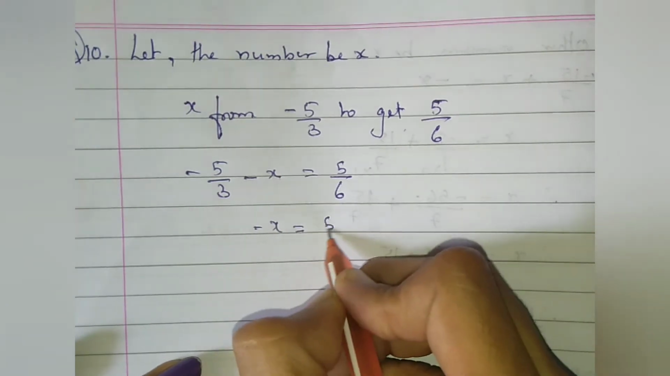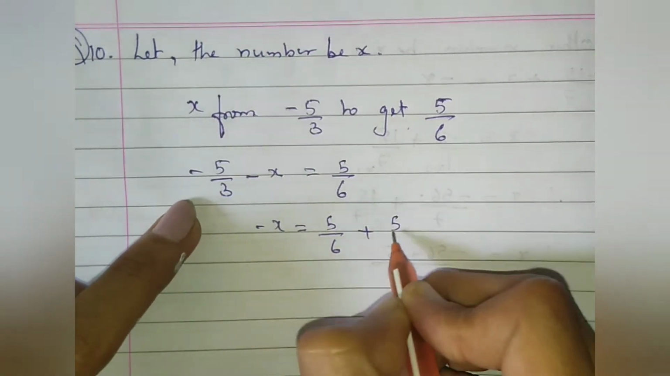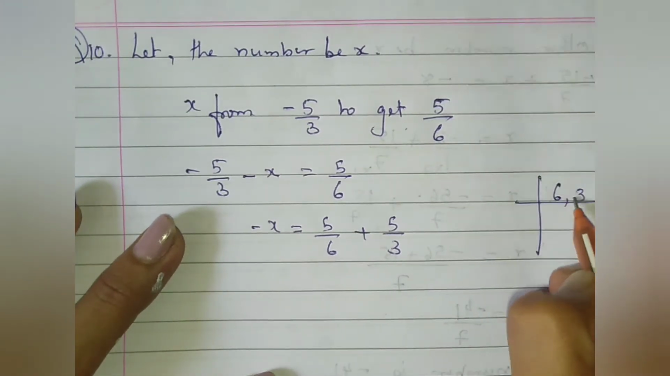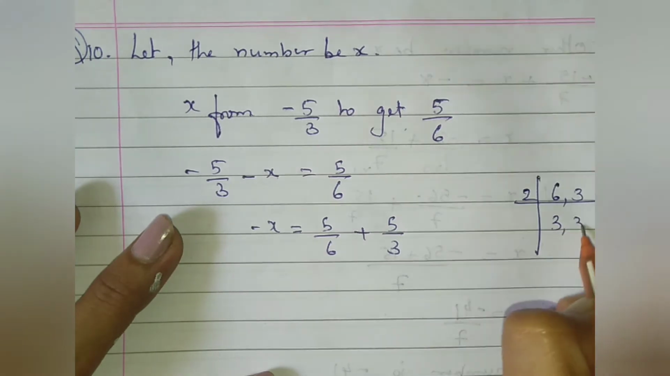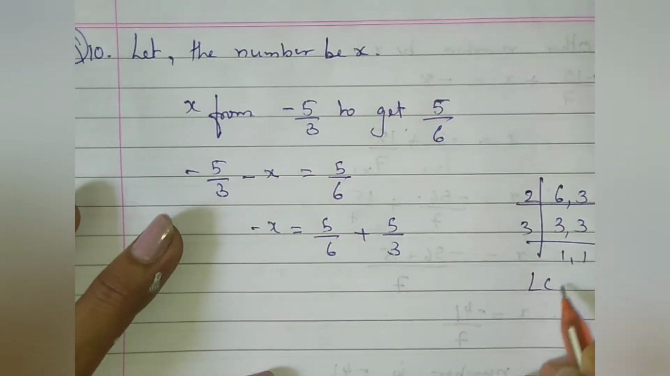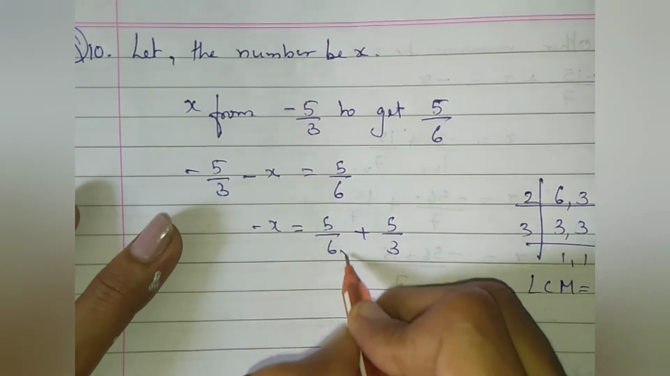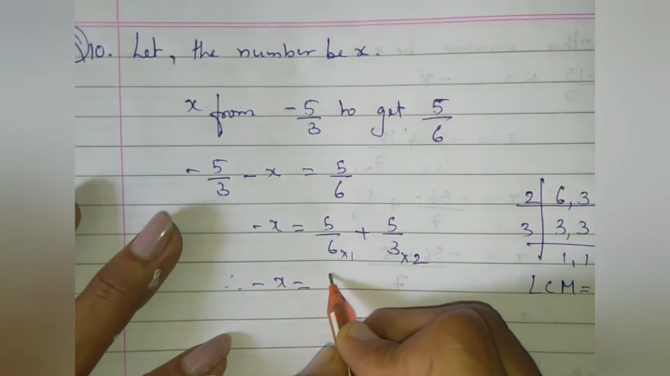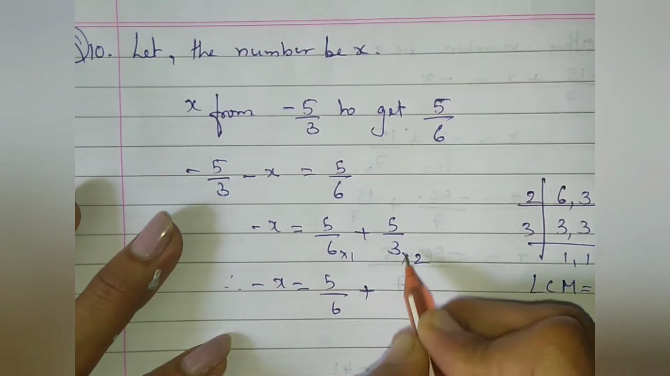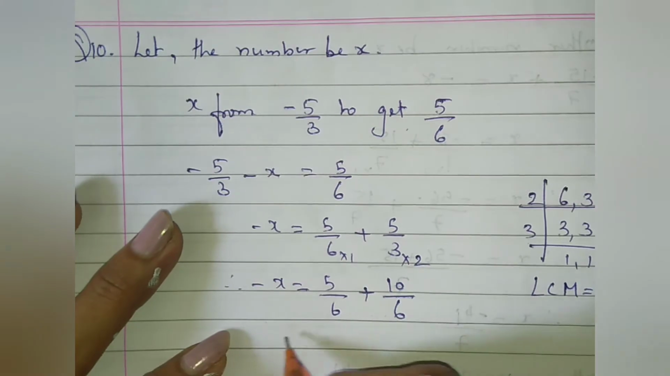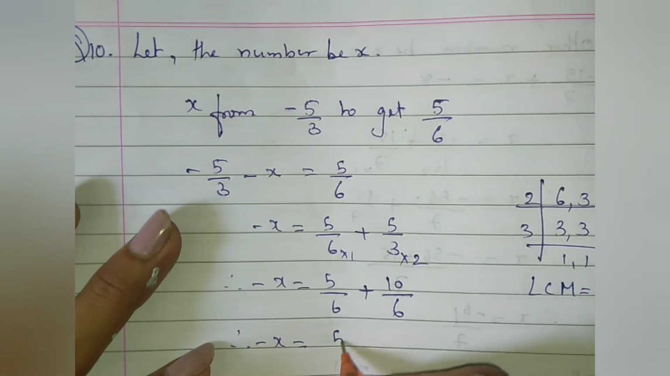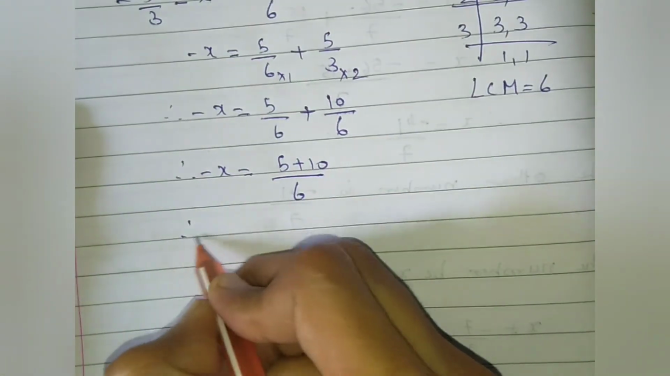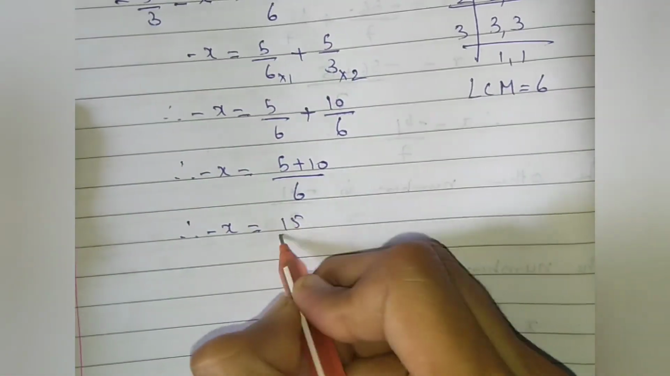Minus x equal to 5 upon 6, minus becomes plus 5 upon 3. LCM of 6 and 3: 2 3s are 6, 3 1s are 3. So LCM is 6. So 6 into 1 and 3 into 2. Therefore minus x equal to 5 upon 6 plus 5 2s are 10 upon 6. Therefore minus x equal to 5 plus 10 upon 6, therefore minus x equal to 15 upon 6.